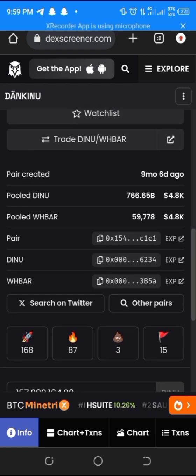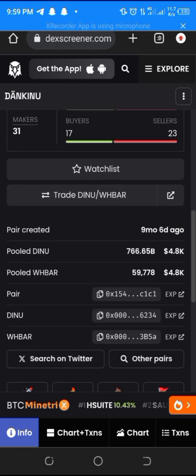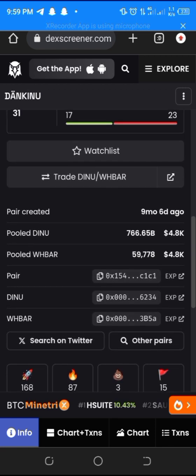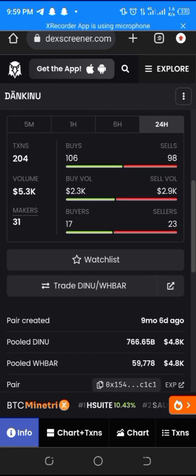Now that is one of the things you will be looking at when you are doing research. Now let's say you found the coin here on the screen, then you want to see their watch list. This watch list means that you can actually add it to the watch list. So when you click on star, it will add it to the watch list.